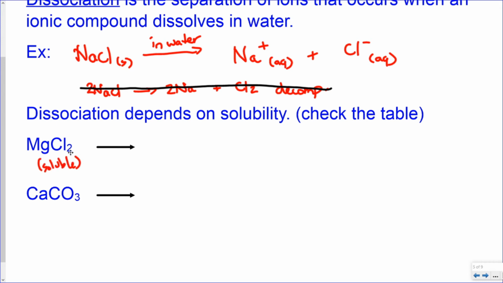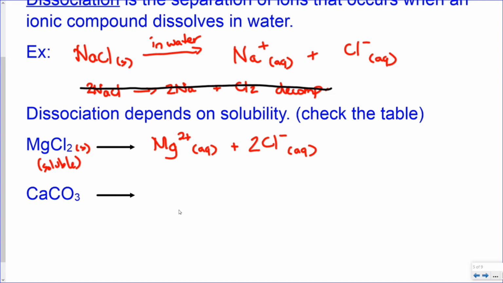So if it's soluble, it will break apart into its ions. So it will break apart into magnesium ion, which has a 2 positive charge, and this would be aqueous, plus a chloride ion, which has a negative charge, which will also be aqueous here. Now, we do have to balance. Like I said, we have 1 magnesium, 2 chloride, we need a 2 chloride over here.